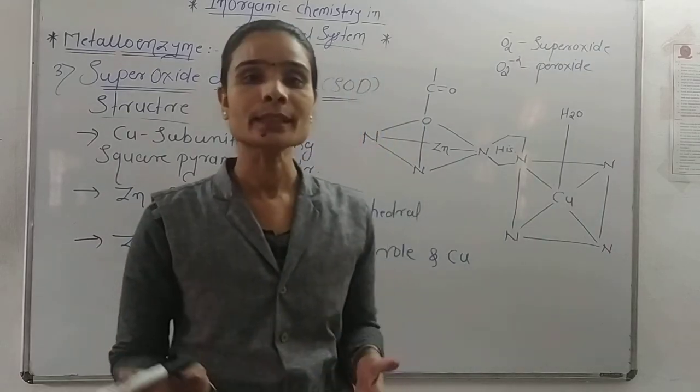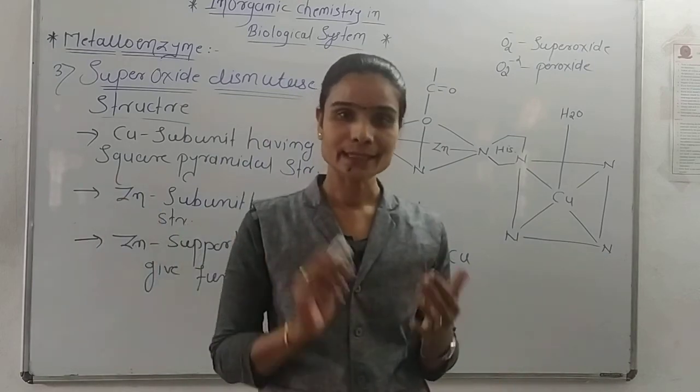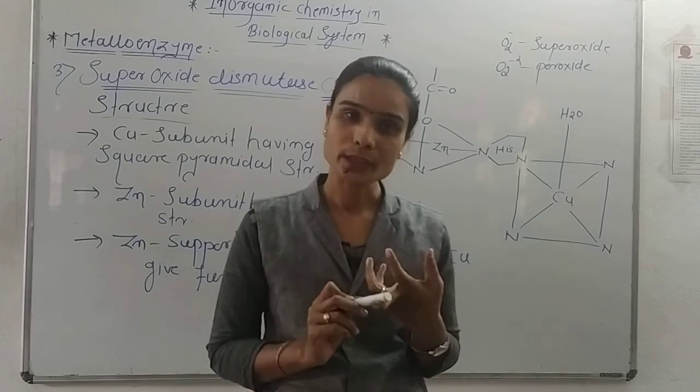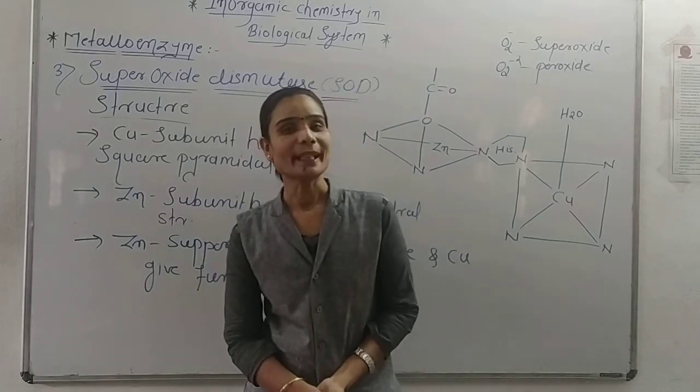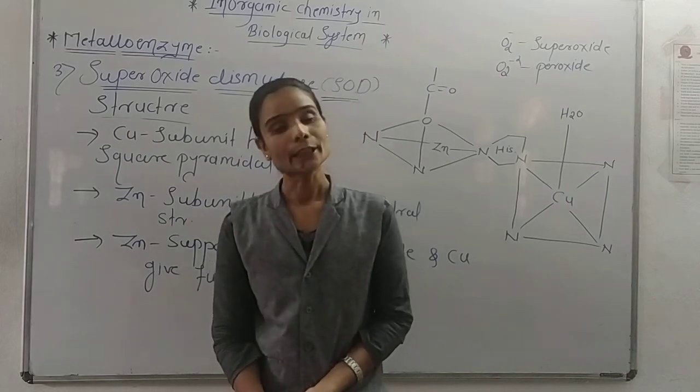So the first metalloenzyme group, the zinc metalloenzymes, with carboxypeptidase, carbonic anhydrase and superoxide dismutase, is over. In the next lecture we will see the second metalloenzyme group, the copper metalloenzymes. Okay, thank you so much for watching.